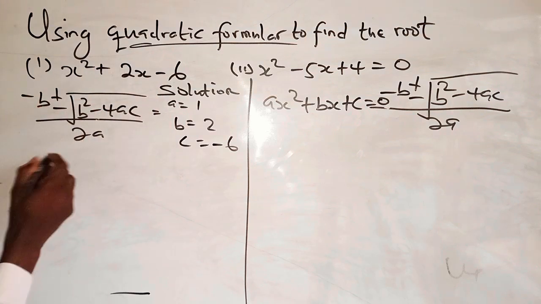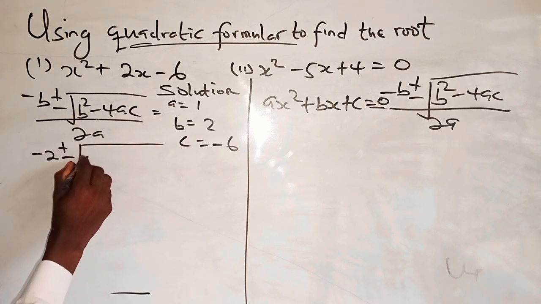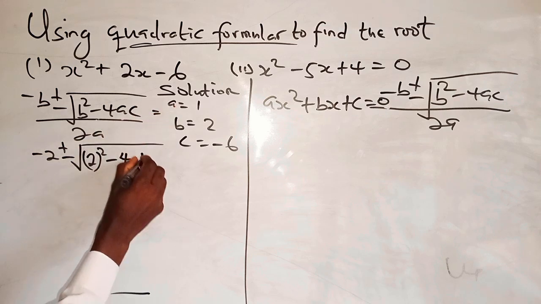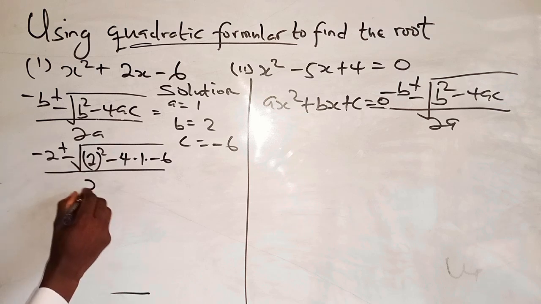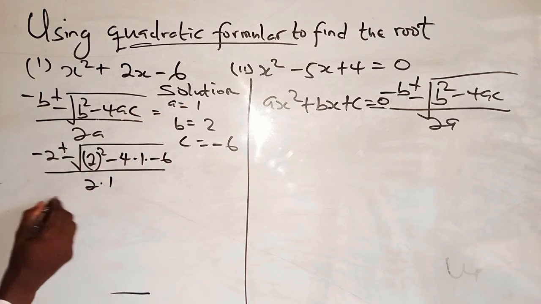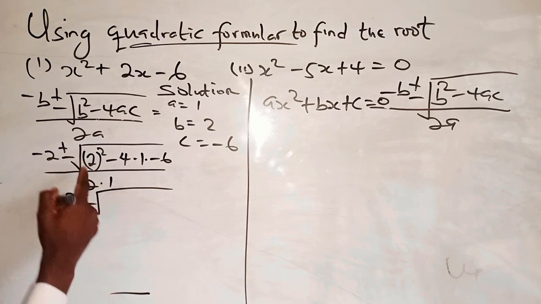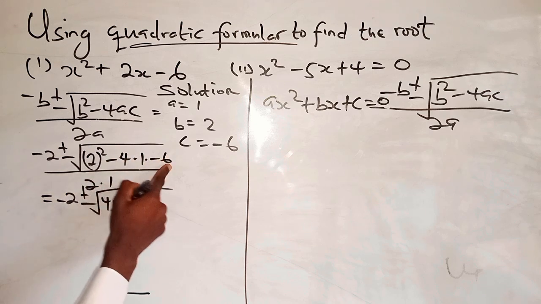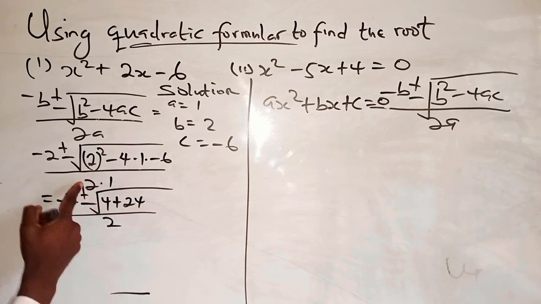Minus b, that is minus 2, plus or minus the square root of b squared, that is 2 squared, minus 4 times a, which is 1, times c, which is minus 6, divided by 2 times a, which is 1. So I'll say minus 2 plus or minus the square root of 2 squared, which is 4, minus, so minus times minus is plus, 4 times 1 is 4, 4 times 6 is 24, divided by 2 times 1, which is 2.